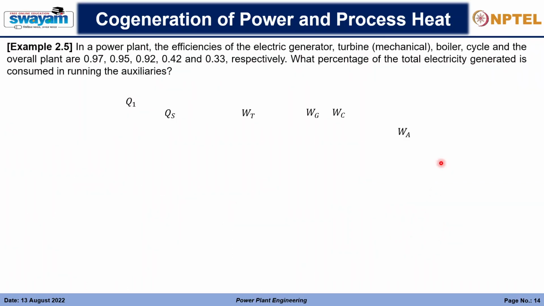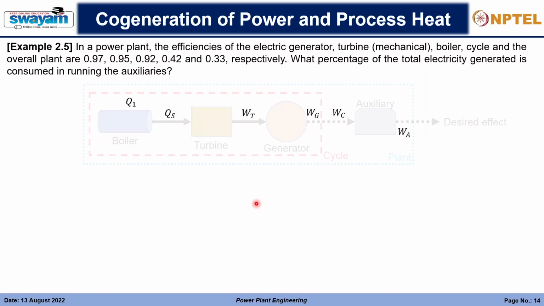Okay, so next we'll be doing one more question, and we'll be ending the lecture. In a power plant, the efficiencies of the electric generator, turbine, boiler, then cycle efficiency, and the overall plant are all given. So what percentage of the total electricity generated is consumed in running the auxiliaries?